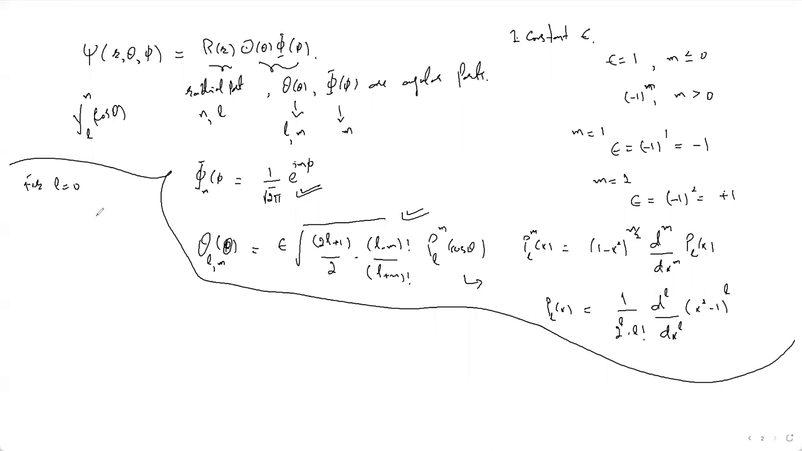For L is equal to 0, this will be P0 of x. What will this be equal to?